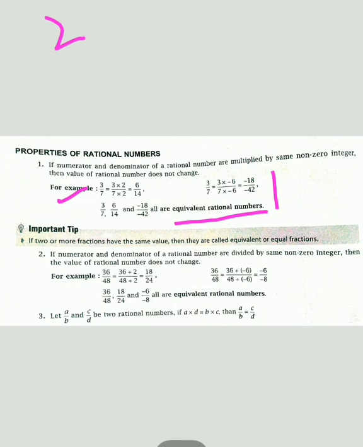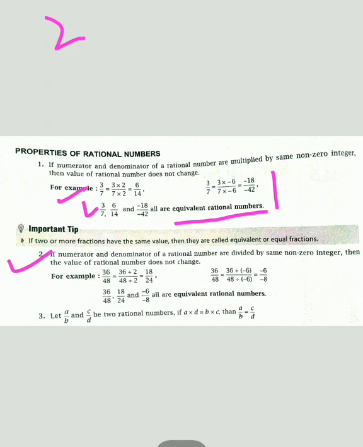Suppose I ask you to find 5 equivalent fractions of 3 upon 7. What you have to do is multiply by 2 upon 2, 3 upon 3, 4 upon 4, 5 upon 5, and 6 upon 6. Okay. Second property: if the numerator and denominator of a rational number are divided by the same non-zero integer, then the value of the rational number does not change.